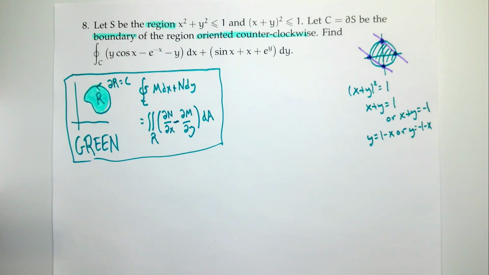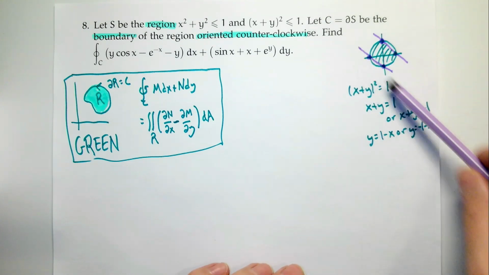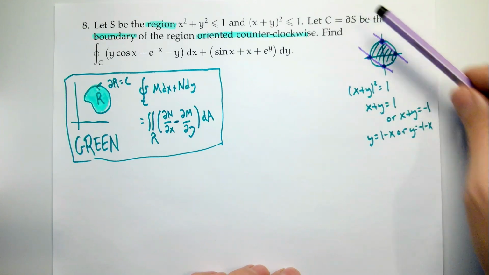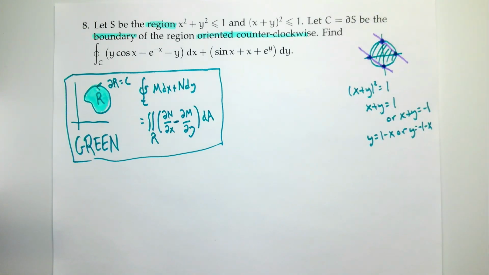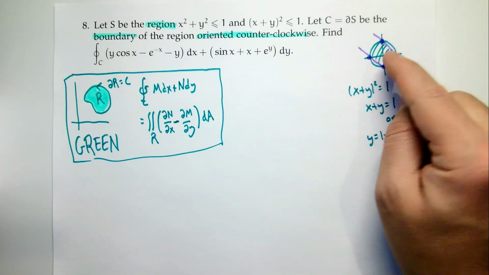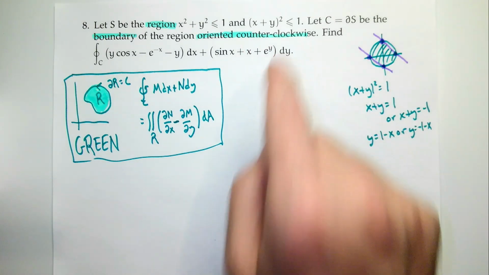Now that's x plus y squared equals 1, are these two lines. So it's chopped the plane up into 3 pieces. Which of the 3 pieces do we use? Well, let's just think about a point. For example, if I choose the origin, that's in the middle piece. 0 plus 0 squared is less than or equal to 1.